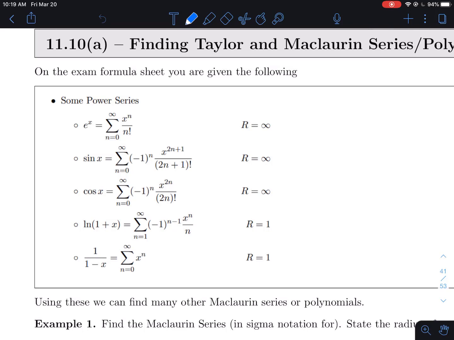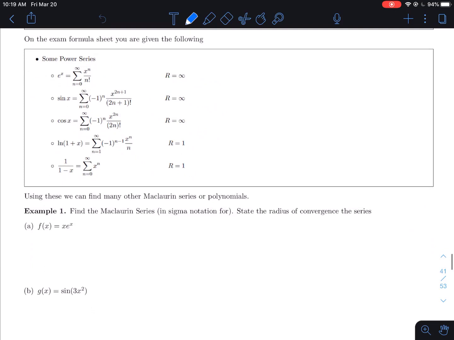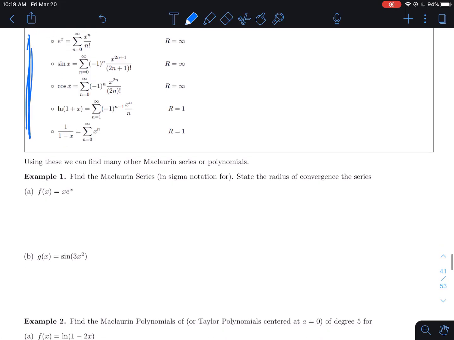And so here I'd like to give you that order of operations in order to how would I solve particular types of problems. So the first type of problem is that I would like to use this very nice information here in order to come up with some new series. So for instance, in example 1, like it mentions here, using these we can find many other Maclaurin series or Maclaurin polynomials. So I'd like to find the Maclaurin series in sigma notation for this function right here, x e to the x, and then we'll also state the radius of convergence for this new series.